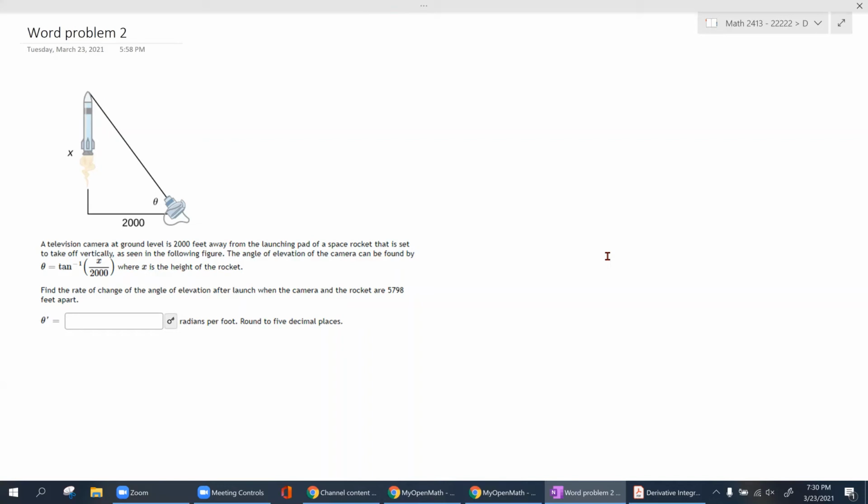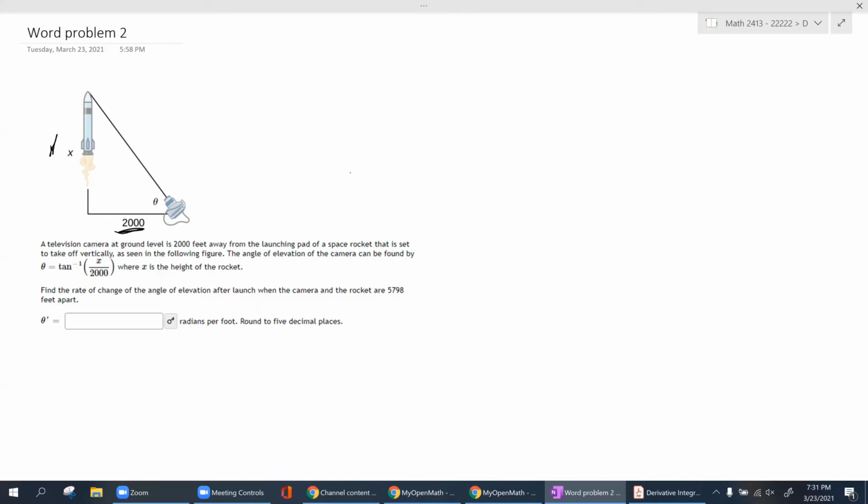The angle of elevation of the camera can be found by, and they've already solved for theta for us. Using SOHCAHTOA, you could tell that this is tangent of theta. What's given is adjacent and opposite, which is tangent. That's how I know to use tangent equals x over 2,000. And it took the step of solving for theta by itself, like we did in a previous problem, giving us theta equals inverse tangent of x over 2,000, where x is the height of the rocket.